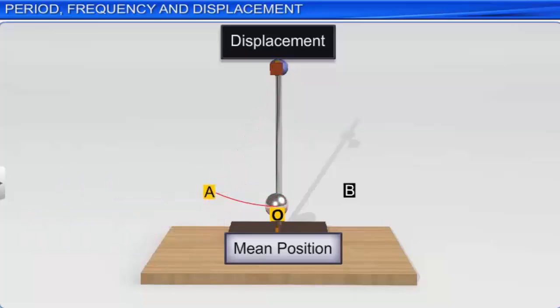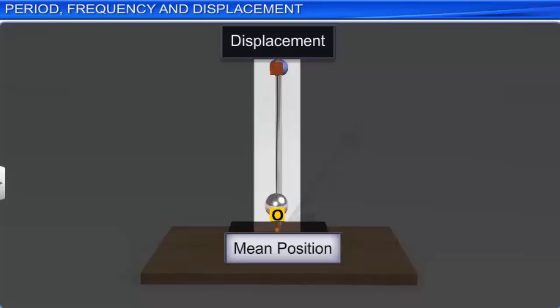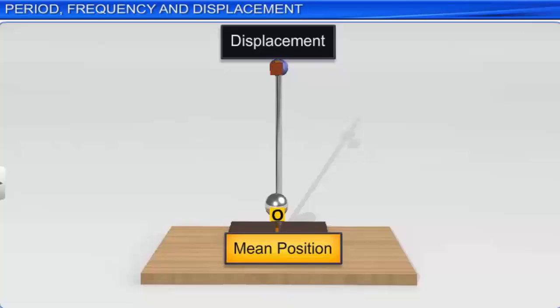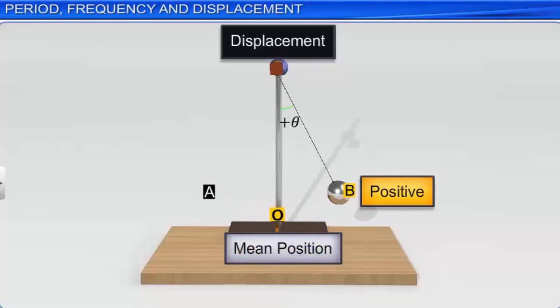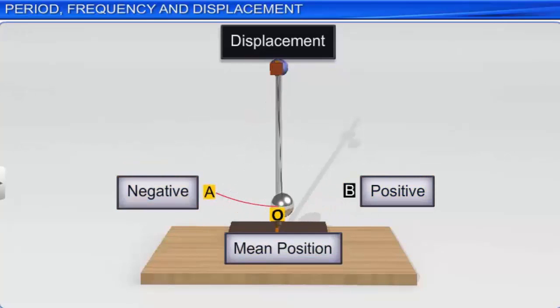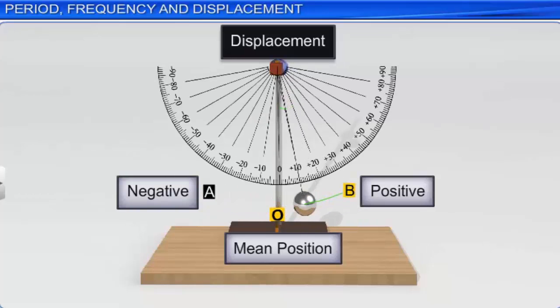In oscillatory motion, all displacements are measured from the mean position. The displacement can be positive or negative after fixing the reference position. For example, if the same pendulum were to oscillate towards the left of the mean position O, its displacement can be taken as negative, considering the right side of the reference position as positive.